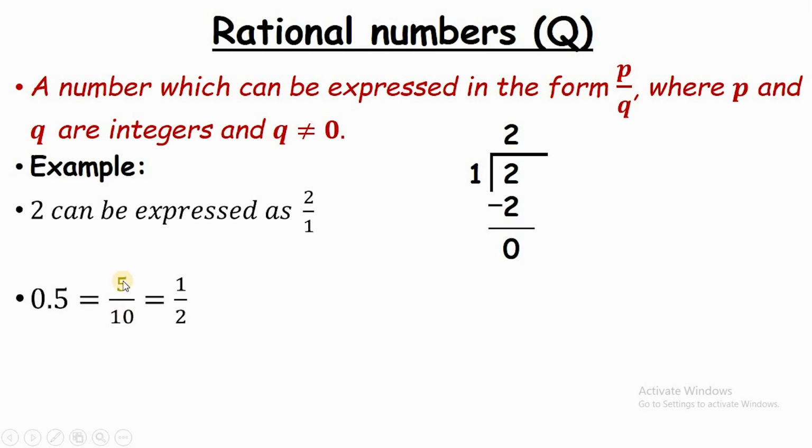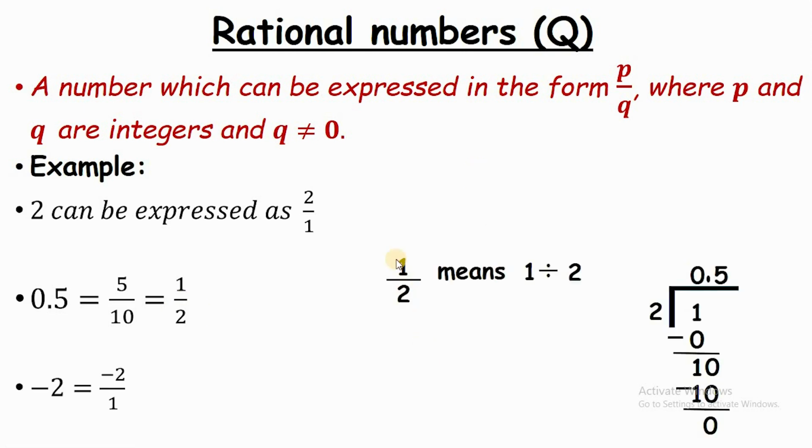So we'll divide both numerator and denominator by 5. 5 1s are 5, 5 2s are 10. Therefore 1 by 2. That means 0.5 can be expressed as 1 by 2, where 1 and 2 are integers and 2 is not equal to 0. Therefore it is a rational number. Now till here we are done with the rational numbers, and we have already defined rational numbers also.